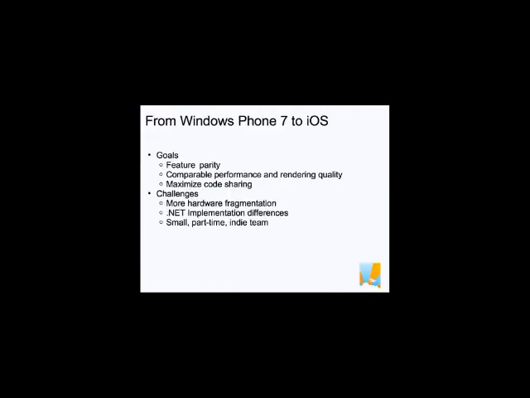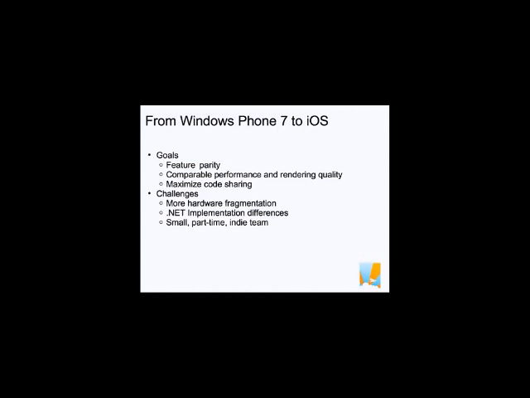All right, so now let's get to the interesting part, which is the port from Windows Phone to iOS. The main goals that we had in this port were three main points. We wanted feature parity. We didn't want to have any special features for any of the platforms. So everything that was working on Windows Phone should work on iOS and vice versa. If we had something, it has to work on the other one. We wanted to have comparable performance and rendering quality. So if we could avoid having to use workarounds for things in terms of rendering and performance, it would have been better.